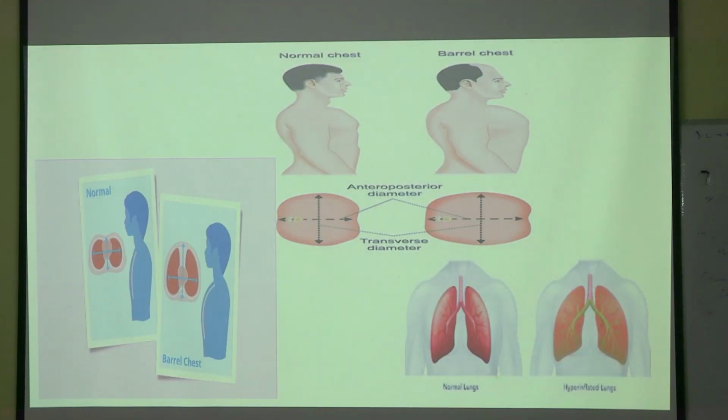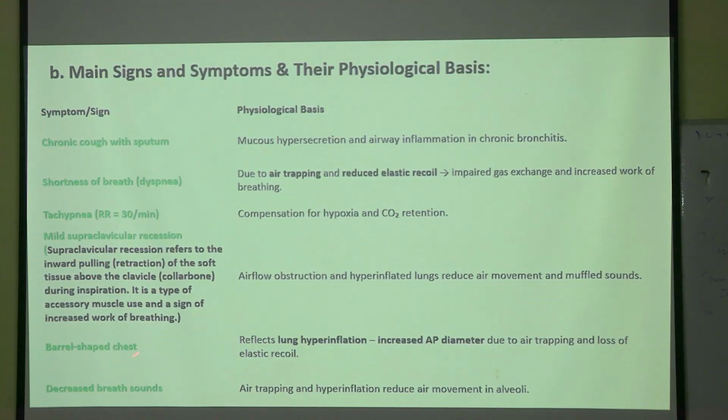See here, this is the most important feature. See the normal structures. This is the anterior posterior diameter of a normal chest, and this is the transverse diameter. In subjects who have obstructive lung disease, there are changes in the anterior posterior diameter, right? So this is a barrel shape, a barrel chest, that I mentioned here. A barrel shaped chest is another important indicator for the diagnosis of obstructive lung disease.